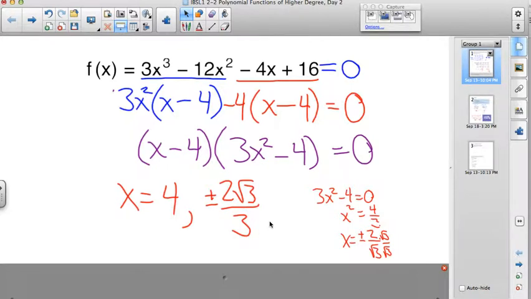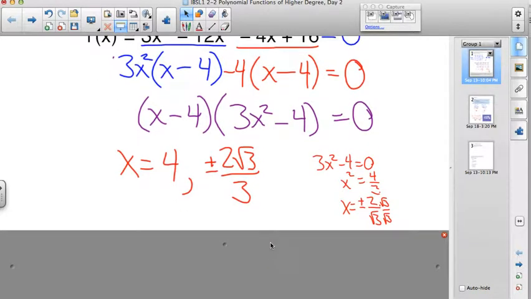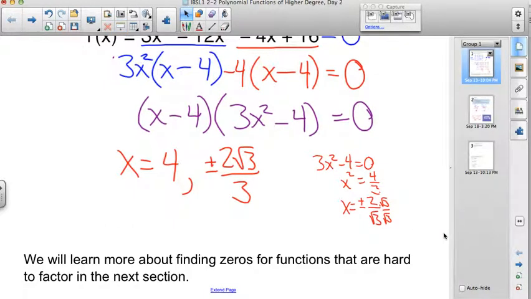And I will say, if you're asked to graph this, you don't need to worry about rationalizing the denominator, because on a graph you're going to get a decimal approximation, which for this I believe is 1.1. So you would just say 1 plus or minus 1.1, and that would go on your graph. Okay. Now, we will be looking at how to find zeros for functions that are harder to factor in the next section. We'll start that on Monday, and we'll look more at that on Tuesday.